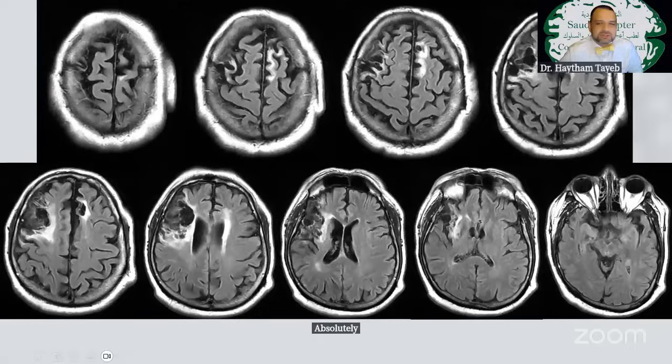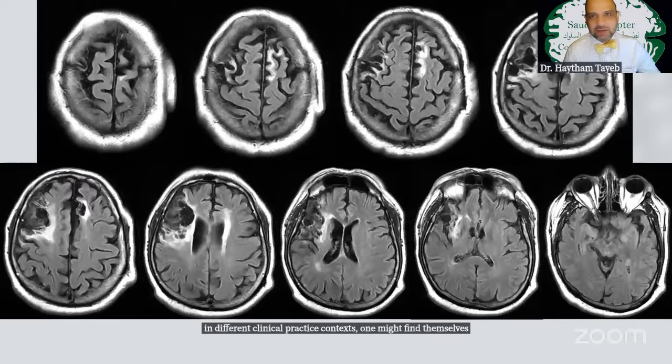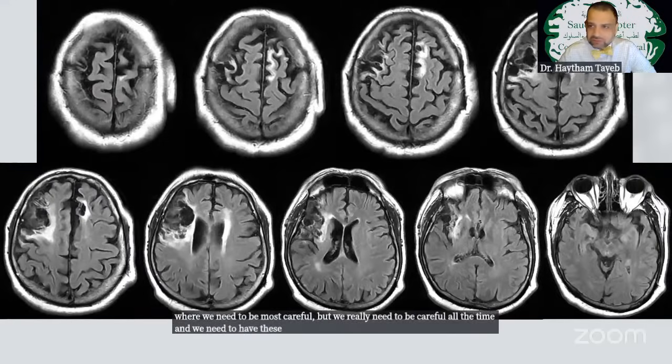Absolutely, yes, 100%. One of the main objectives I had in mind coming in is to highlight the complexities of these things. In different clinical practice contexts, one might find themselves without prior training, without appropriate resources, and with a patient population relying on them, and with information not always from unbiased sources. It's in those exact situations that we need to be most careful, but we really need to be careful all the time, and we need to have these rounds and discussions all the time. I think it's our responsibility towards our patients and their families.